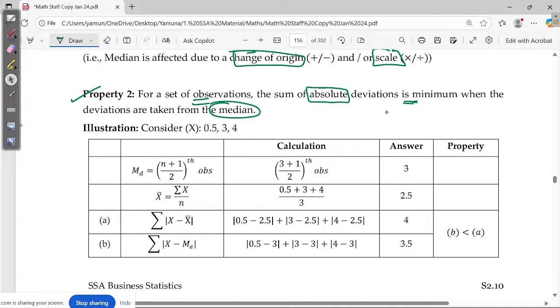It is minimum. So I'm going to use this symbol. When the deviations are taken from the median, which means absolute deviation, the sum of all the absolute deviations taken from the median will be minimum compared to any other value. It can be any value. So we are going to consider these three values.